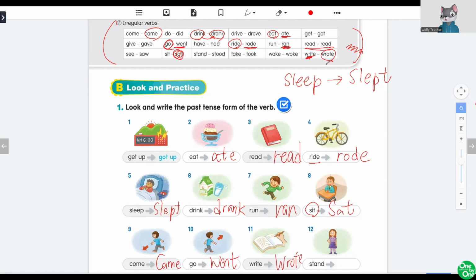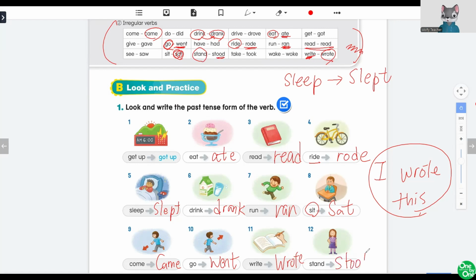나는 이거 적었다 어떻게 얘기하지? I write this, or writed this? No. What do we need to use? I wrote this. Very good. This is the correct form of the verb. Now, stand. Stood is the correct answer. Fantastic. We went over the first page. Easy. Let's go to the next page and go over the extra questions.